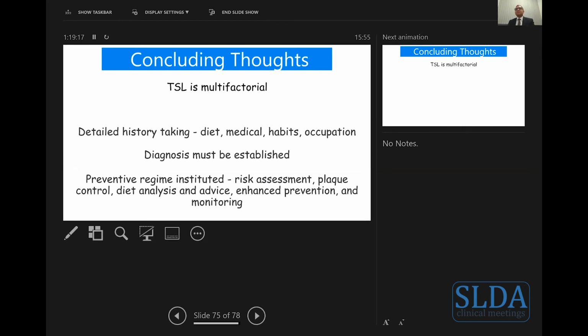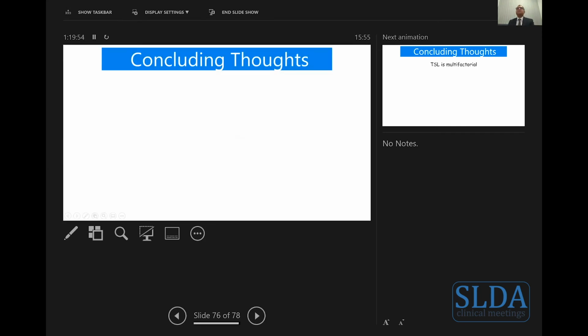So just to say that tooth surface loss is multifactorial, but we need to be careful in our treatment planning. It's not about putting a load of composite restoration on these teeth. It is about doing some diagnostic wax up, checking the dynamic occlusion on an articulator. An average value articulator would suffice, in my experience, and then transferring that into the patient's mouth. But at the same time, addressing patient education, the prevention aspects as well, risk assessment, for example.